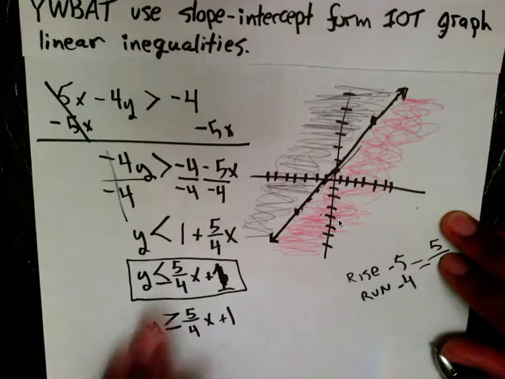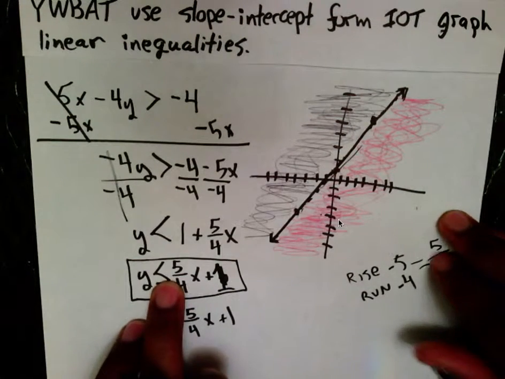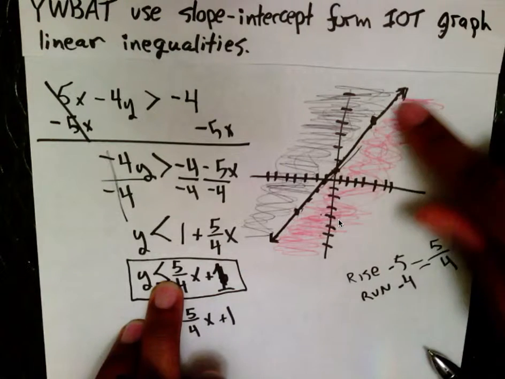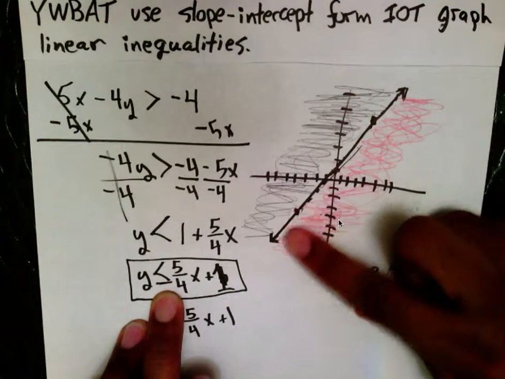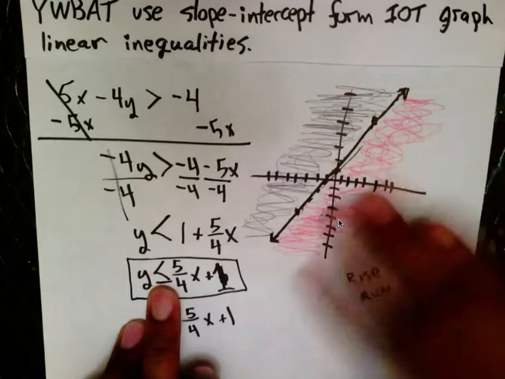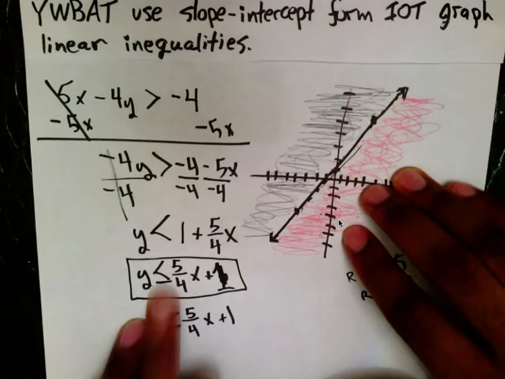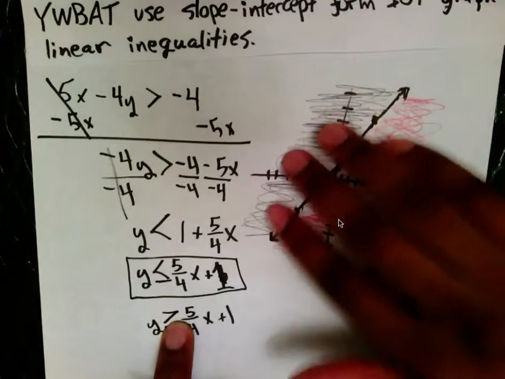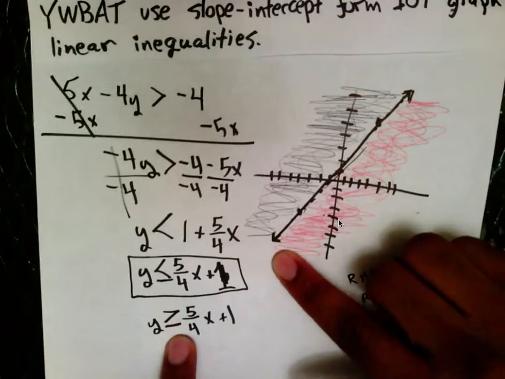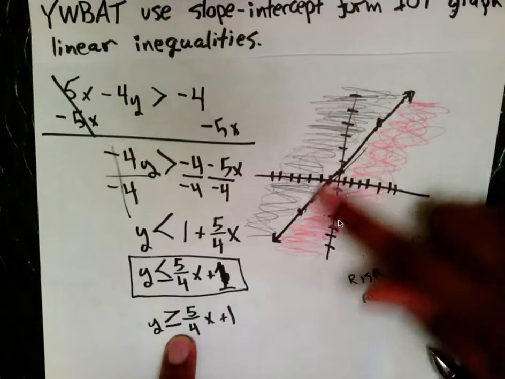So if it's just less than, then dotted line. It does not include a point on the line. If it's less than or equal to, solid line. And if it's less than, then you have to shade in underneath the line. Greater than, shade in above the line. Greater than or equal to, shade in above the line and make it a solid line.